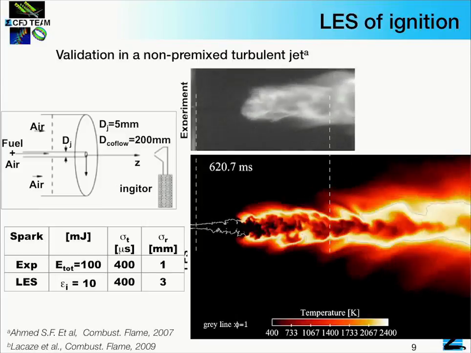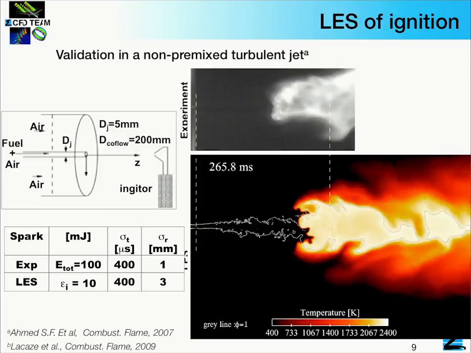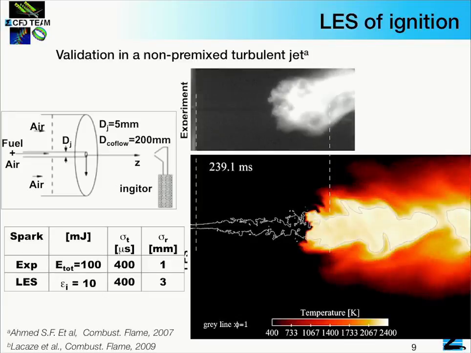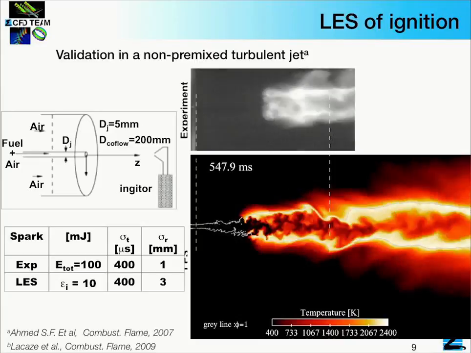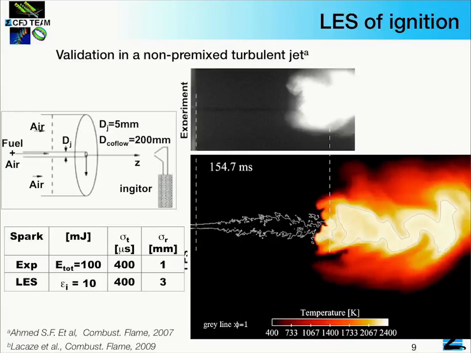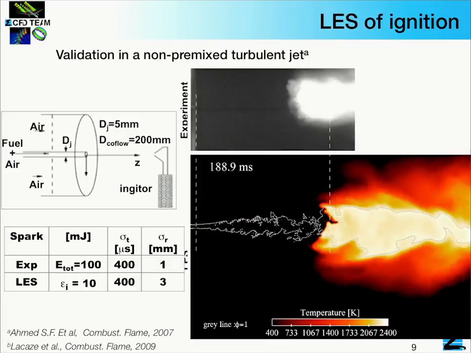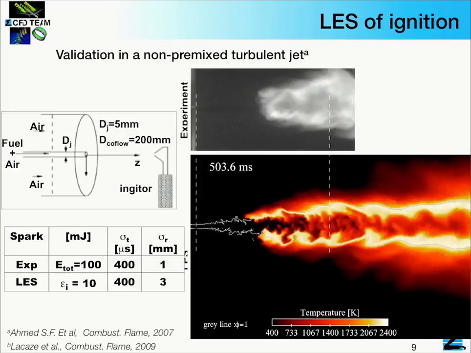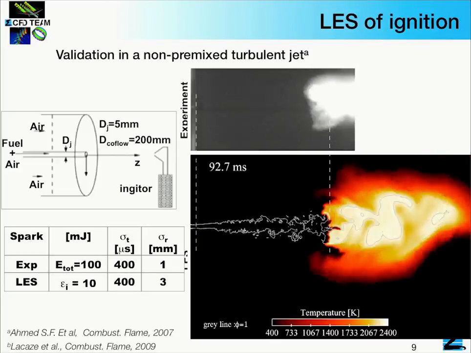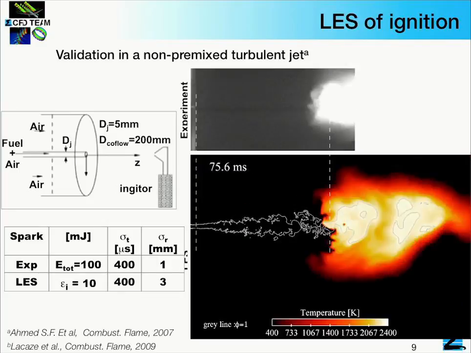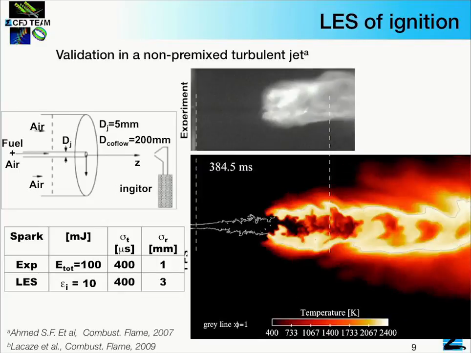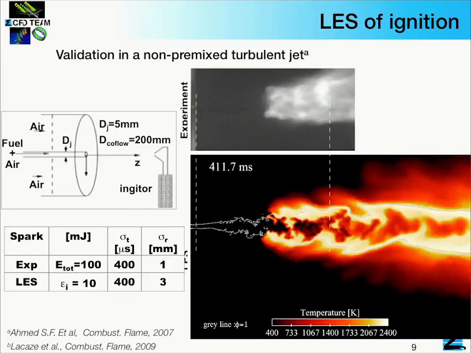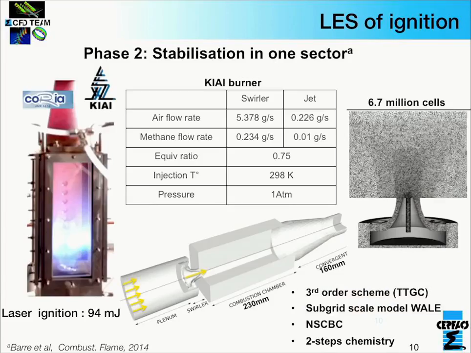And you can see how the flame develops somewhere downstream in the jet and stays there some time before developing and propagating upward to the injector. And this is typically what is observed in aeronautical burners. The flame starts somewhere downstream close to the igniter, that is usually placed quite far downstream of the injector, and then propagates upward to stabilize on the injector. So this is a nice validation that shows that the simulation is able to recover the global behavior of the phenomenon.